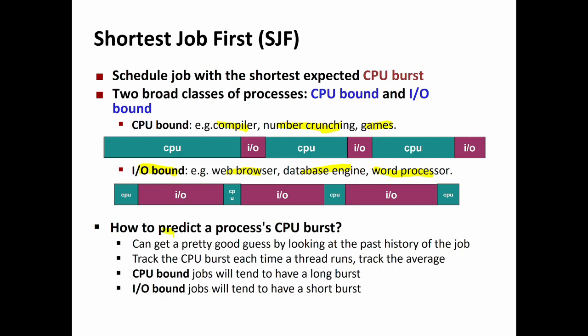Now, how do we predict the CPU burst? That's the main thing that we will do. We can get a pretty good guess by looking at the past history of the job, meaning that we track the CPU burst each time a thread runs, and then track the average. Then we should be able to tell a CPU bound job, which will have a long burst, from an I/O bound job. And you can imagine that this is actually not a dichotomy; the main processes basically move in between.